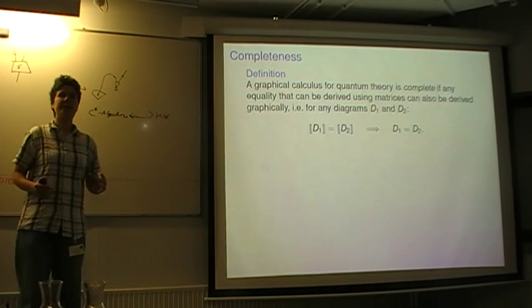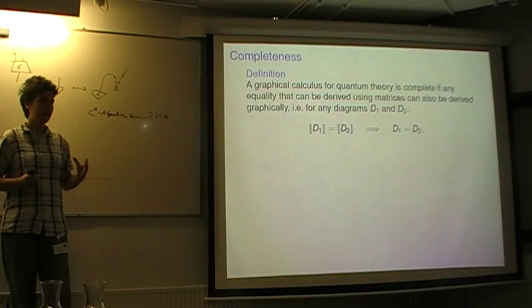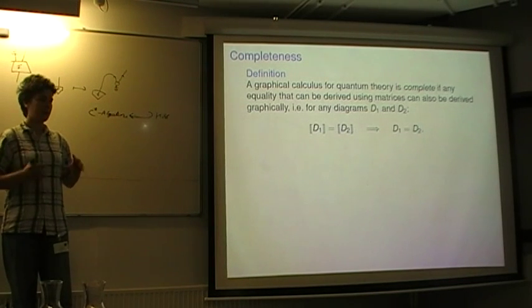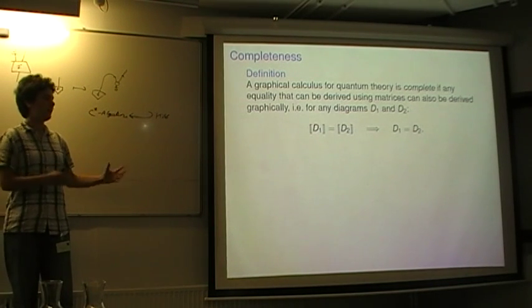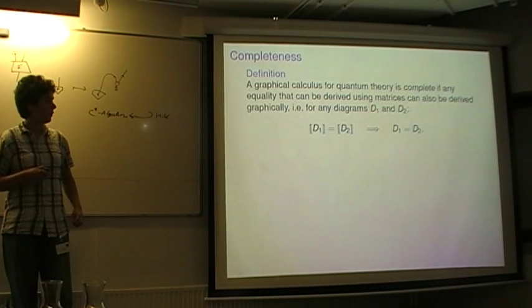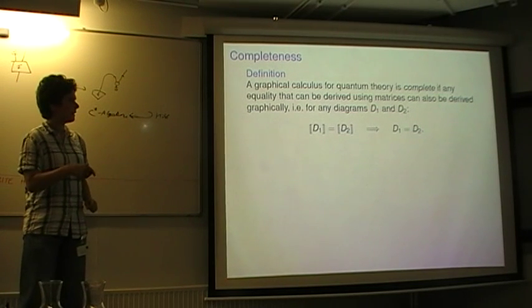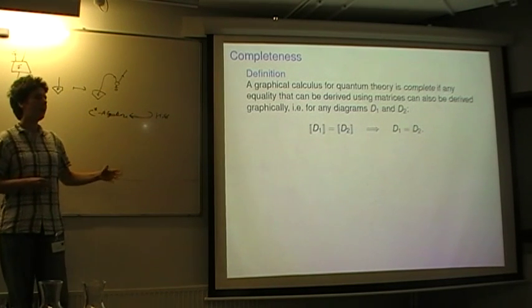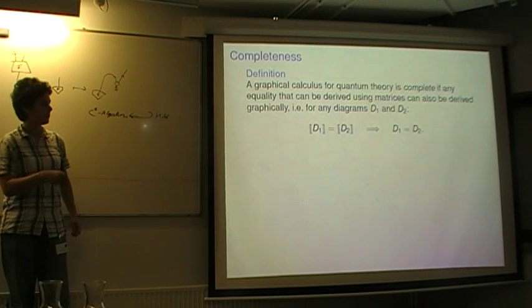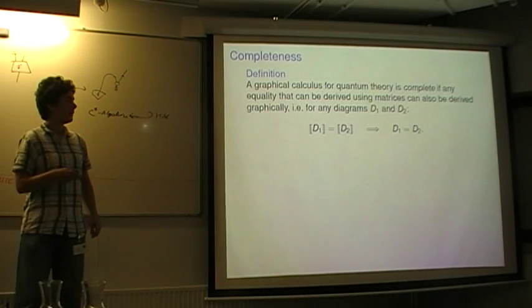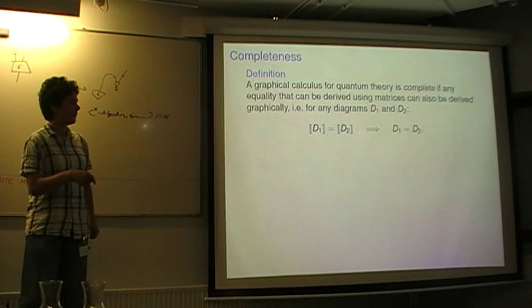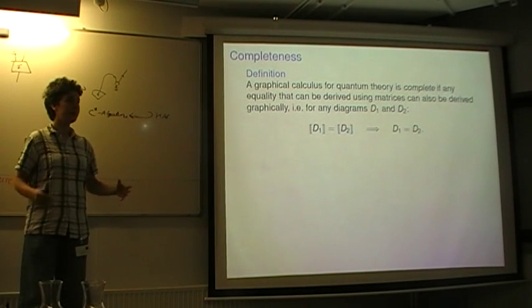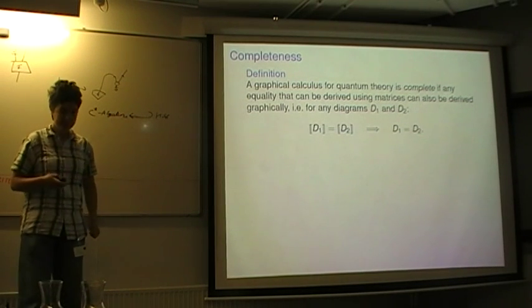So completeness, as I mentioned before, is this property that any equality that we can derive using matrices, we can also derive in the graphical language. So writing it down mathematically, if we take the interpretations of two diagrams and those are equal, in the case of the scalar-free calculus, this equality between matrices would be up to scalar factor, then we want to be able to show, using the rewrite rules of the calculus, that the two diagrams can be rewritten into each other.